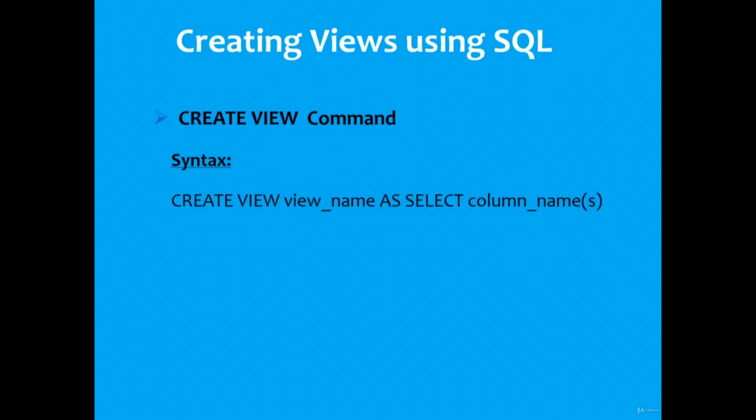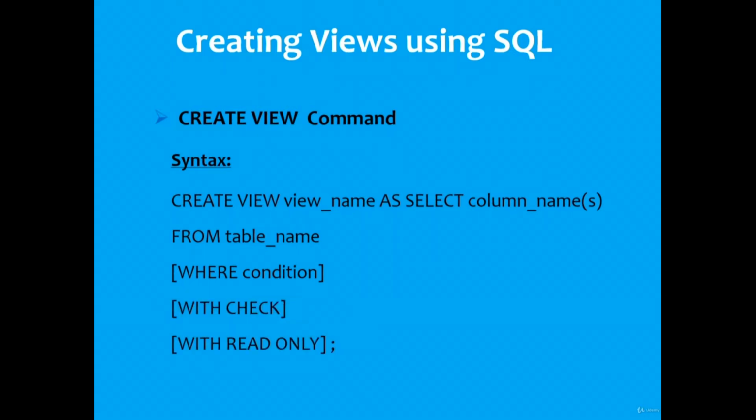Syntax: create view view_name as select column names from table name where condition with check option, with read only. Where condition, with check option and with read only are optional attributes of create view command. Where condition will check a condition while creating view. With check will put restriction on insert and update operations performed on views. With read only will create a read only view.